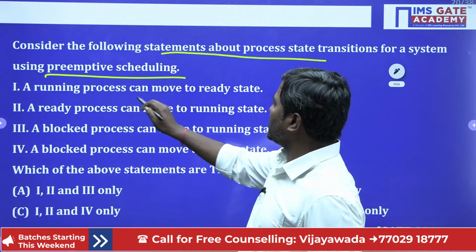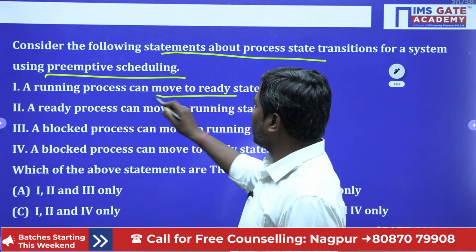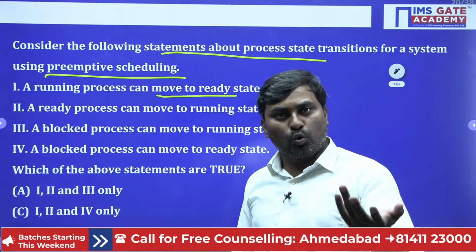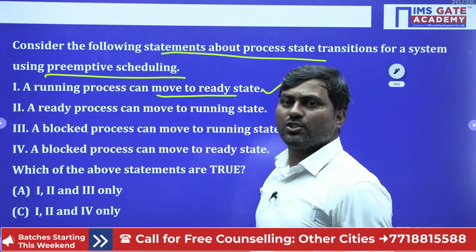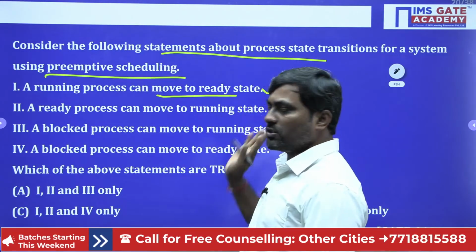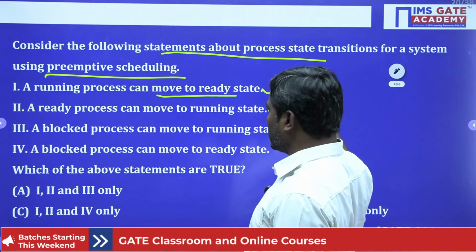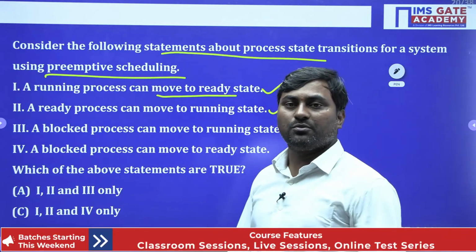So a running process can move to the ready state. Yes, possible or not? Whenever a preemption occurs due to time or due to high priority, the running process can move. If we require context switching under preemptive scheduling, it is possible. True. A ready process can move to the running state. We are dispatching, true. A ready process, we are moving to the running state. We are going to schedule it for execution, true.